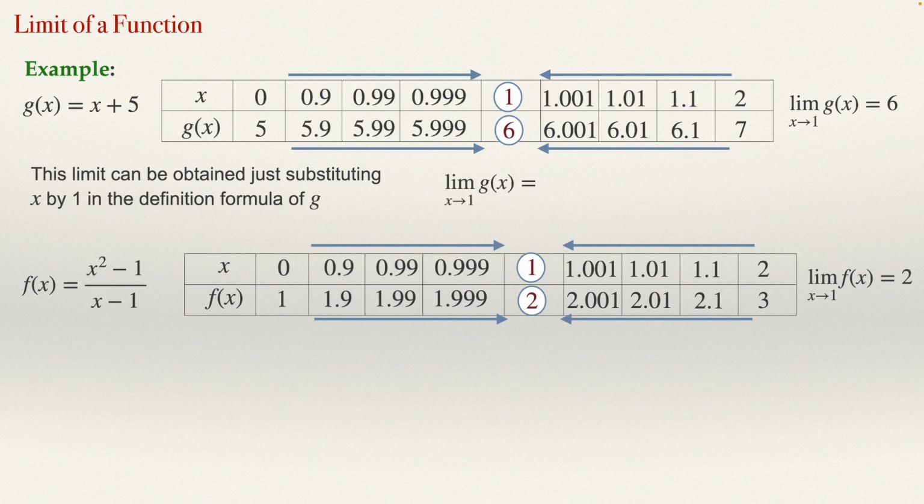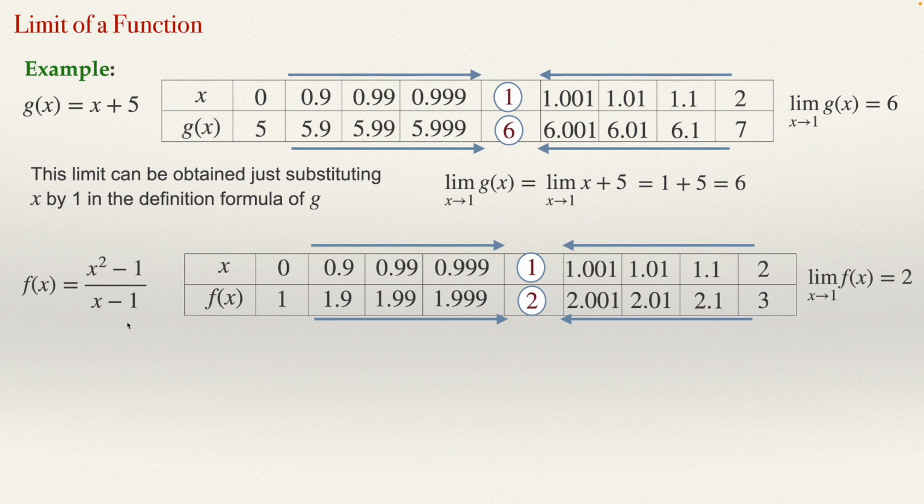So let's make a substitution. The limit of g of x when x approaches 1 will be just substituting x by 1. So it will be the limit of x plus 5 when x approaches 1. And this is just 1 plus 5 equals 6. We just make the substitution. We can say it's g of 1. So the image of 1 is actually the limit when x approaches 1.